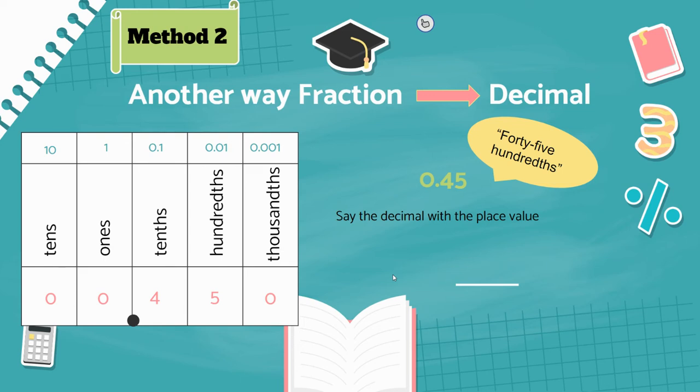By saying the decimal with the place value, 45 hundredths, you've just told me what the fraction is. It's 45 hundredths, or 45 over 100.